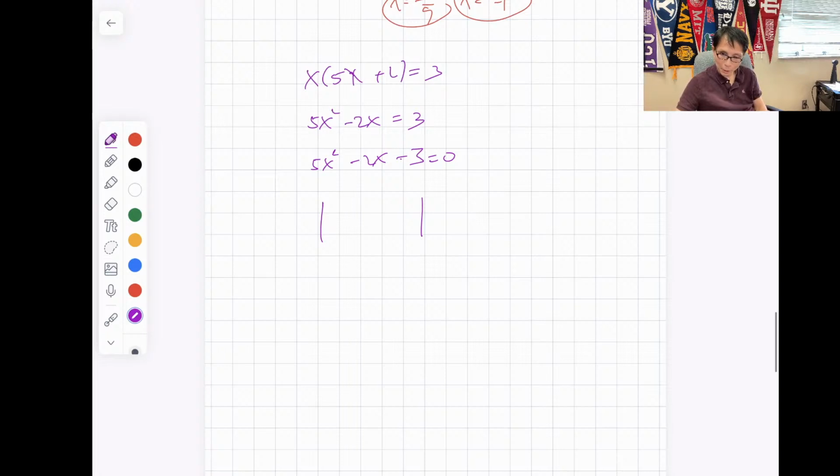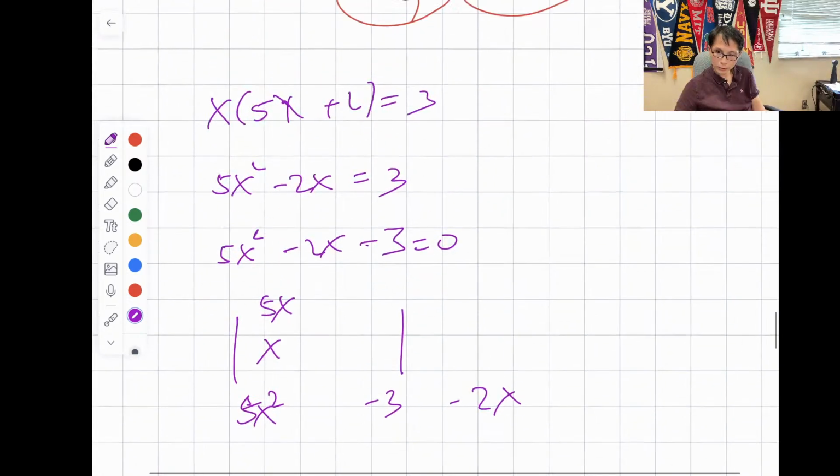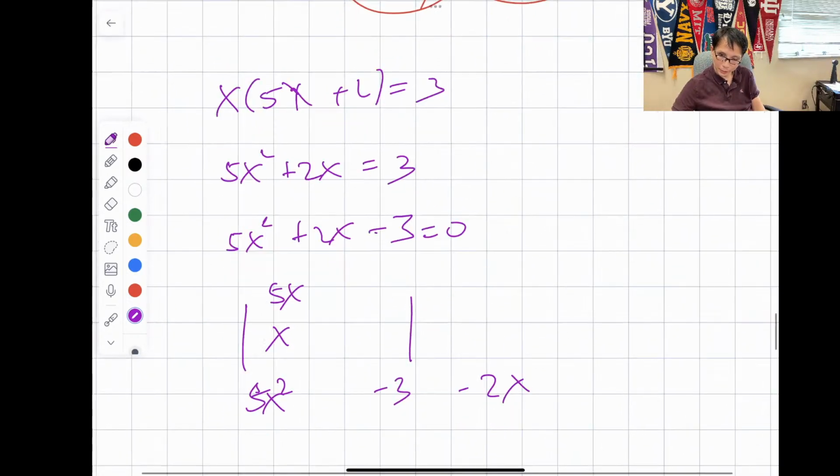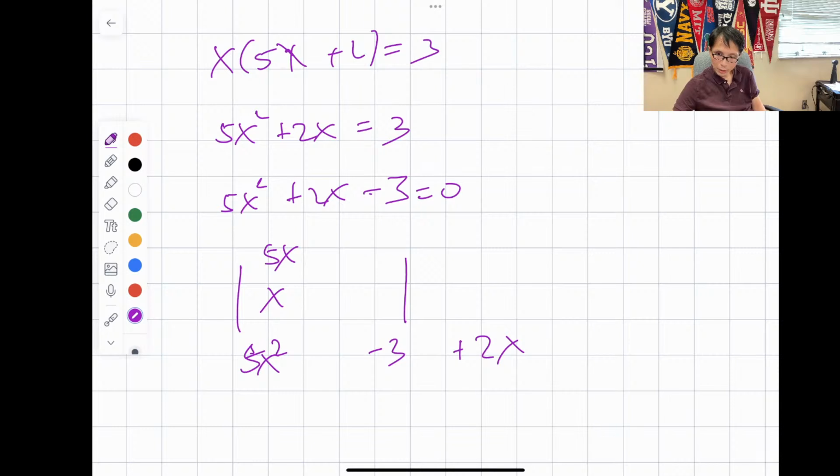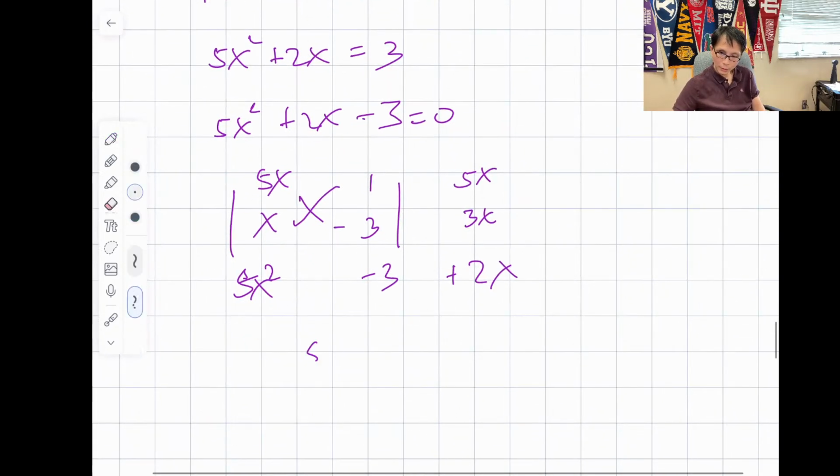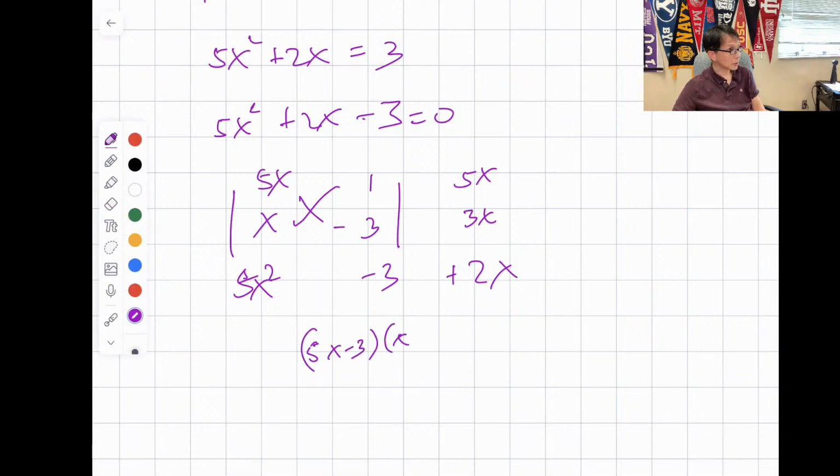Okay, so I'm gonna do a box method here. It's a positive 2x. Okay, thank you, I was going too quick. So this is 1 and 3, so it's a 5x and 3x. Which one needs to be negative? The 3 needs to be negative, so it'll be (5x minus 3) times (x plus 1) equal to 0, x equal to 3 over 5, x equal to -1.